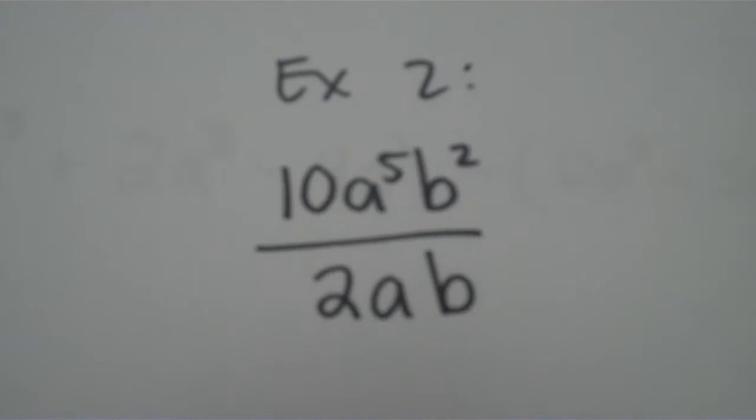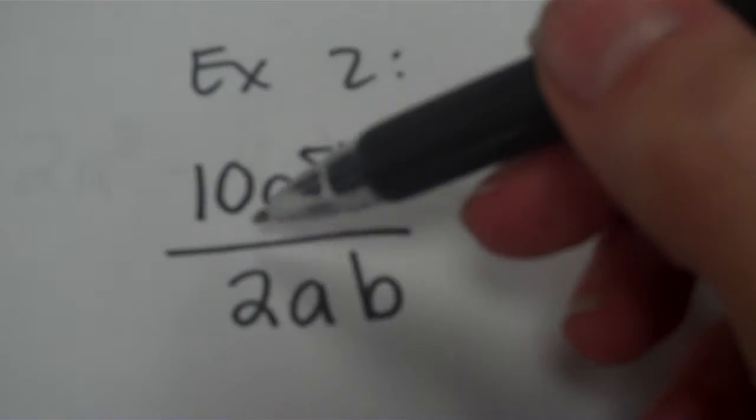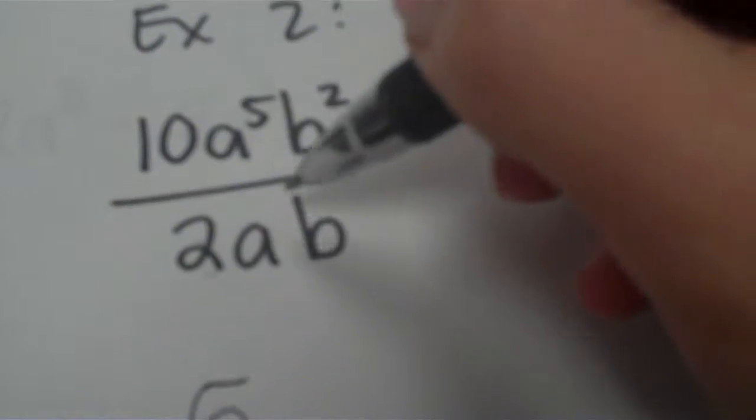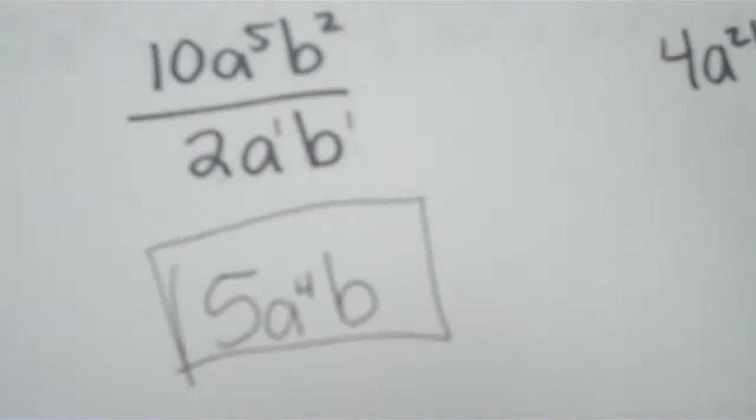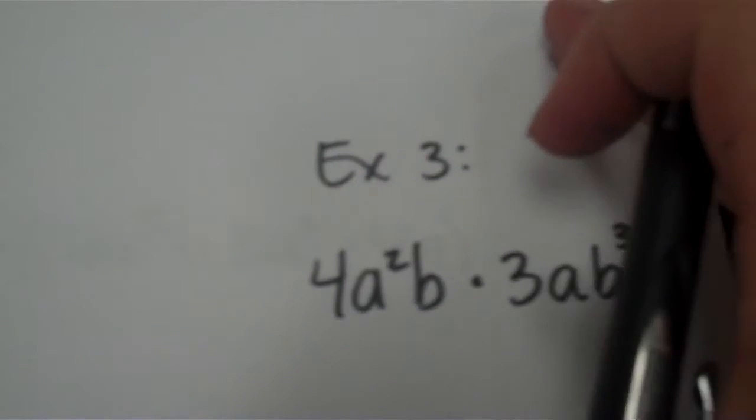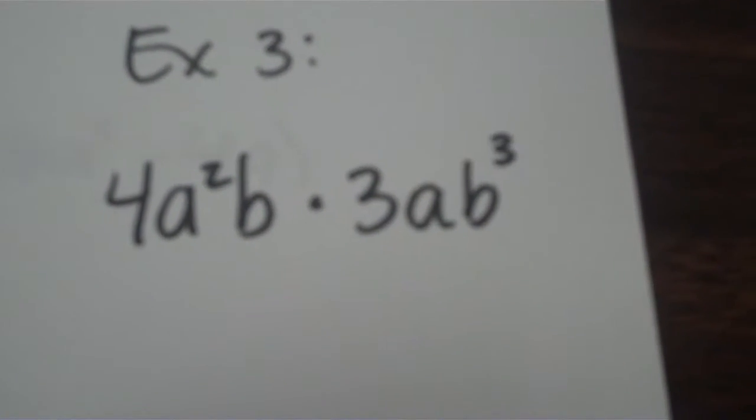Pause, write it down. Alright, remember, when you're dividing, you subtract your exponents. But you have to treat the big numbers like normal. 10 divided by 2 is 5. And then let's subtract our exponents. And if there is no exponent, the exponent is 1. So 5 minus 1 would be a 4. And then 2 minus 1 would be 1. So you could put b with a 1 on top or just leave it alone, because if it doesn't have an exponent, it's just 1. So that's good.